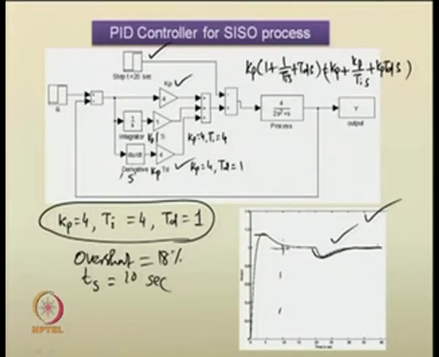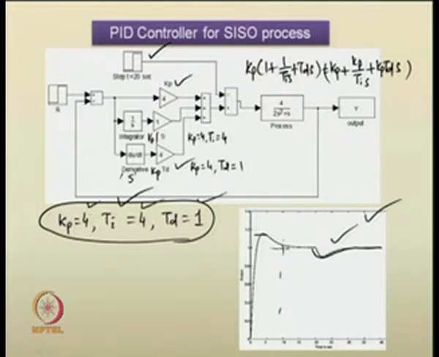So, what we have got from this, with the choice of the shown Kp, Ti, Td gains or values, the PID controller is giving us a satisfactory time response. Now, a question may arise: why did we choose Kp to be 4, Ti to be 4 or Td to be 1? Can we choose better values to give still better time response of the closed loop?